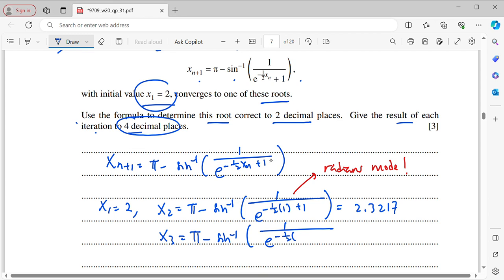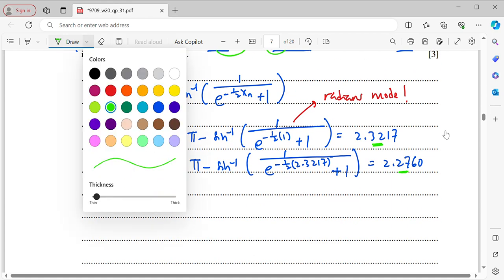So now again replace the x_n now by x2, which is 2.3217. Then after that you plus 1. Okay, mistake here. The plus 1 is the normal size. Then you will be getting 2.2760. Now, when do we stop this iteration? You check here, answer 2 decimal places. That means you must get 2 same decimal places. But now, it is not. That means you have to continue for the next step.